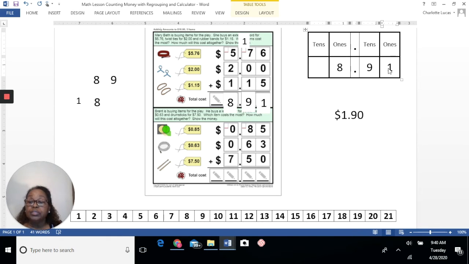We're just reviewing how to regroup before we move on to our math problems. Also, we're exploring another way to add using the number line, which is my favorite way of doing things.